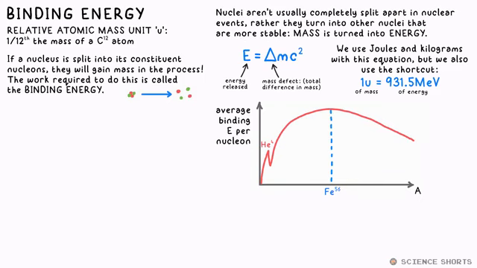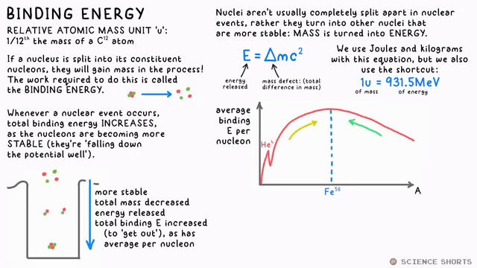However, when nuclear events occur, such as fission, fusion, or decay, they don't involve nuclei being completely split into their constituents or vice versa, but rather just turning into other nuclei which are more stable, meaning they always move up the curve, as their total binding energy, and therefore their average binding energy per nucleon too, has increased. We can think of them as falling down a potential well, meaning they would need more energy to get out.